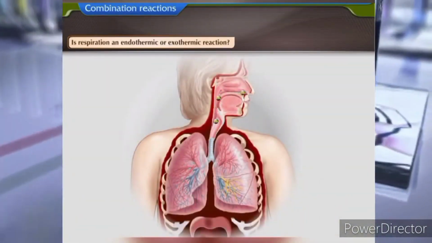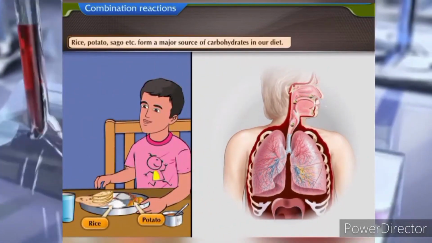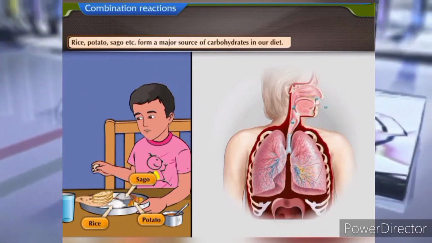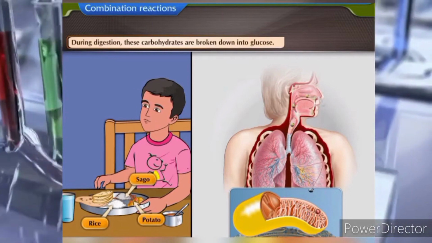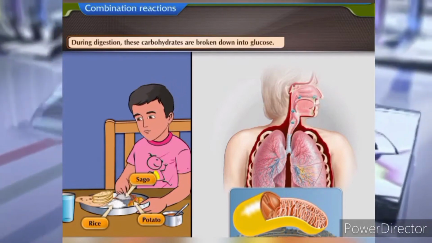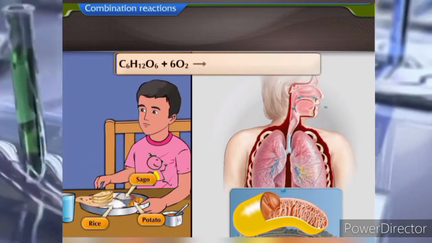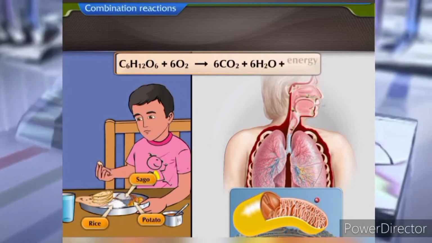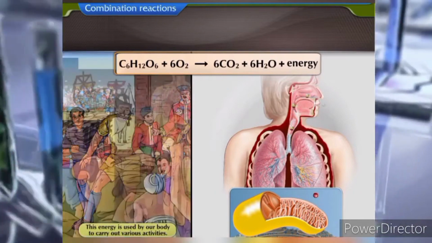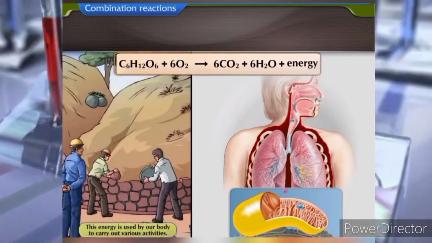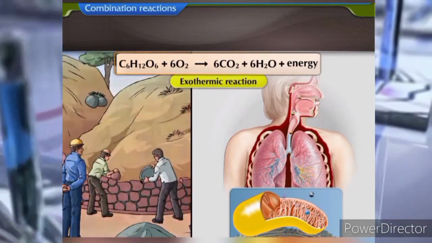Is respiration an endothermic or exothermic reaction? Rice, potato, sago, etc. form a major source of carbohydrates in our diet. During digestion, these carbohydrates are broken down into glucose. When the process of respiration takes place, glucose combines with oxygen in our body and liberates heat and energy. It is this energy which is used by our body to carry out various activities. Thus, we can classify respiration as an exothermic reaction.